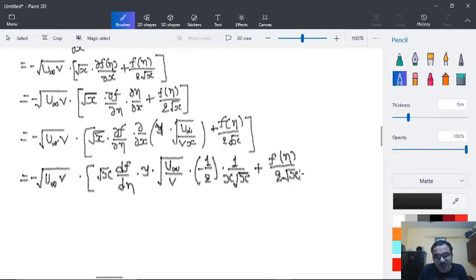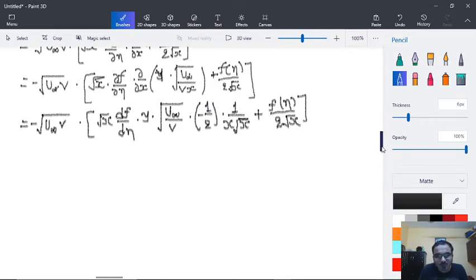I will be taking some more time, otherwise it will be very difficult for you to understand. So we will go slow, one by one. So here we can cancel this square root of x with the square root of x.